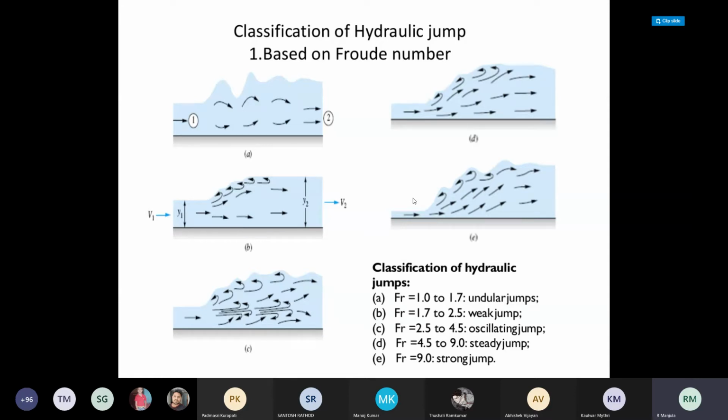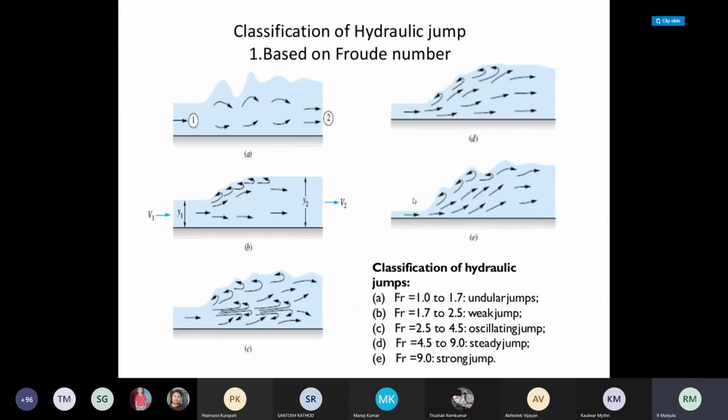The Froude number is V by square root of gD. Here D is the depth of flow, g is the acceleration due to gravity, and V is the velocity of flow. So Froude number is equal to V by square root of gD. In some books you can see Y used instead of D, and Y also represents the depth of flow. So the classification of hydraulic jump is based upon the Froude number.